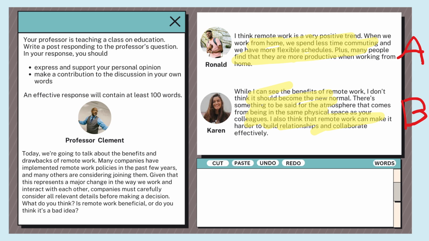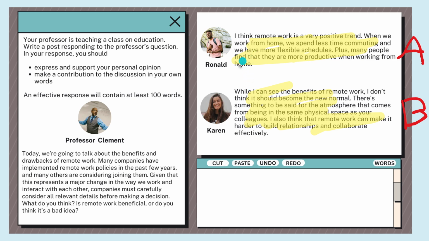Now, keep in mind that the sample answers are going to be shorter than your answer. Your answer is going to be 100 words or more. The sample answers are going to probably be like 50, 60, maybe 70 words. So they're short. Don't use them as guidance for how long your answer should be.